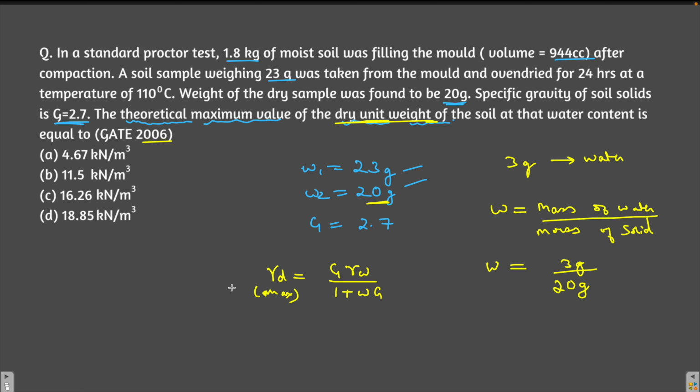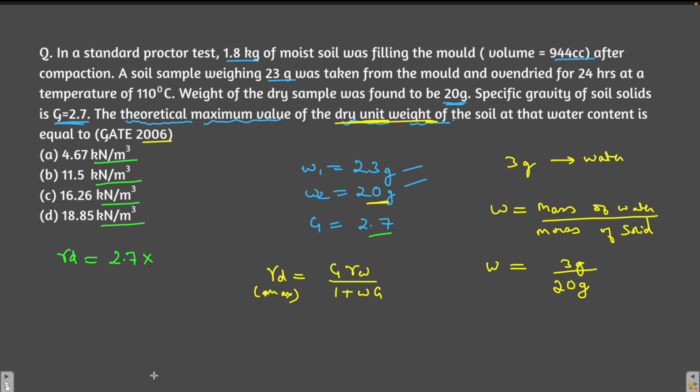Now we know that we have to find gamma d. For that, G is given to you, gamma w you know, and w you have just found out, and then again G is known to you, given in the question. So that's all. Now there is one important thing to be considered here. See the options. The options have the unit kilonewton per meter cube. So you have to find your answer in kilonewton per meter cube only. Why am I telling you? Because you'll understand. Gamma d is equal to G. What is the value of G over here? It is 2.7, given.